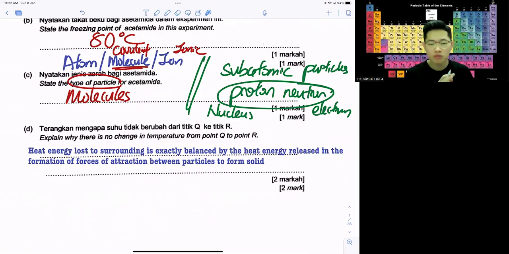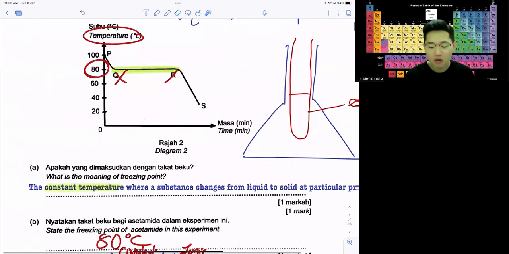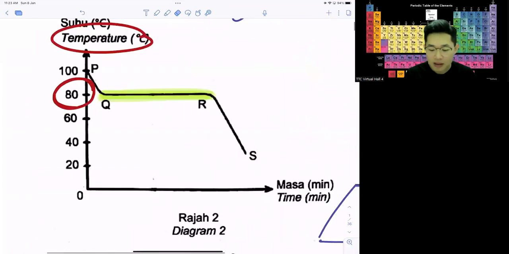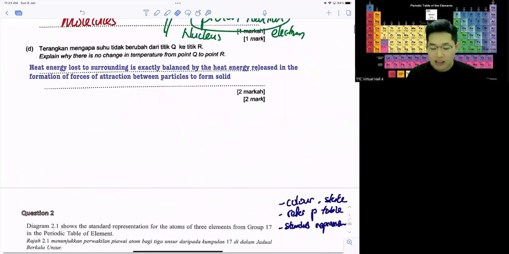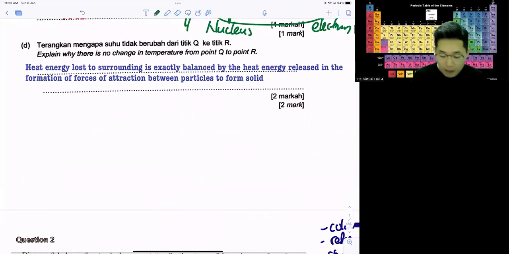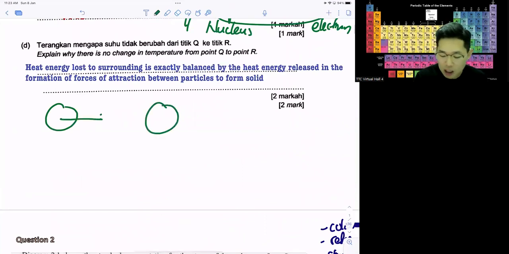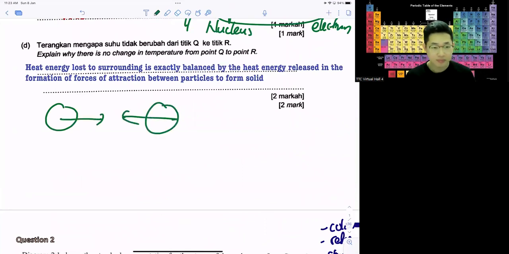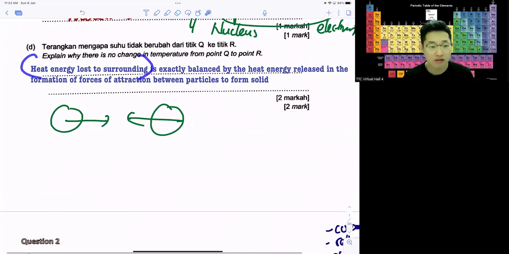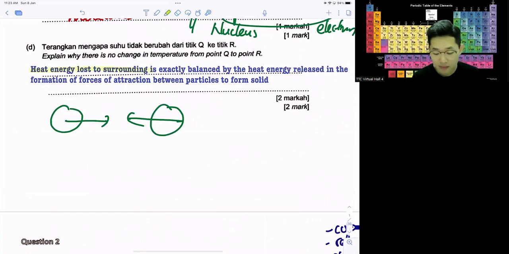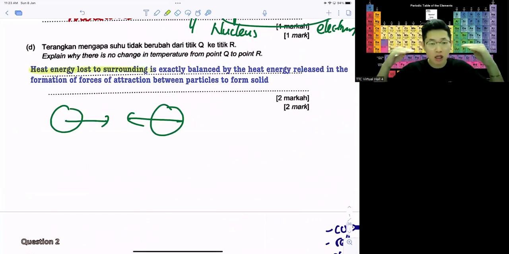From point Q to R, why is there no temperature change? 为什么它的 temperature 是 constant 的？所以你就 have to be able to 解释，在这个冷却的过程当中啊，particles come close to one another, because their energy is lost to surrounding. 热能流失 heat loss to surrounding, they will come close to each other.